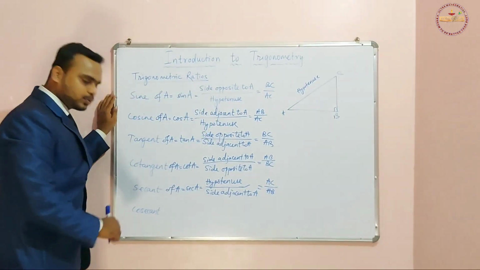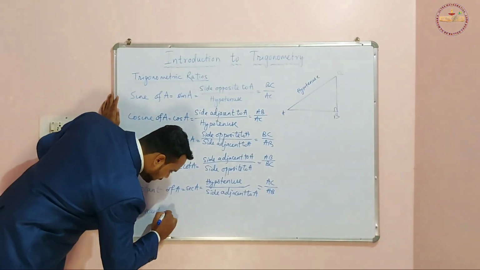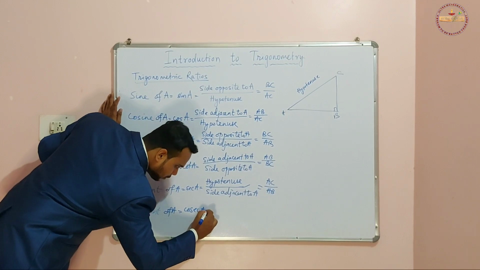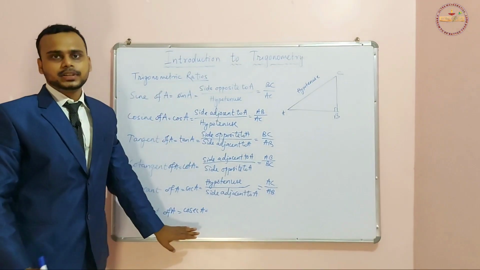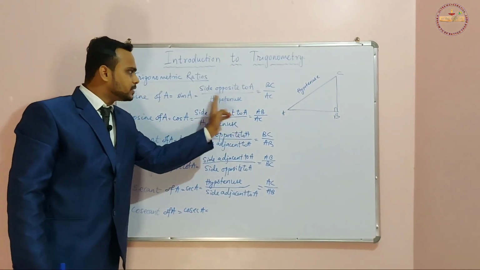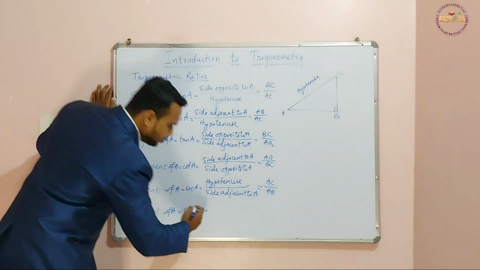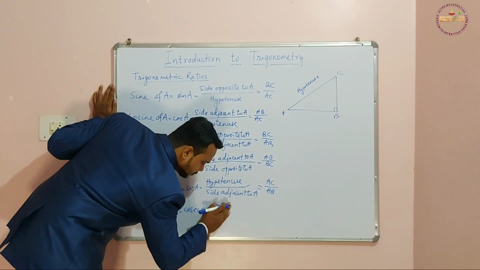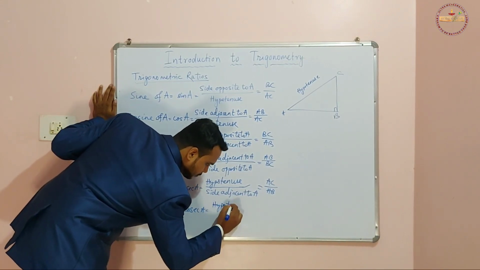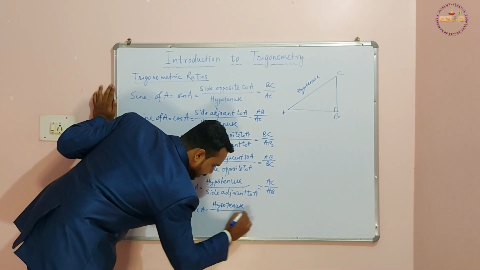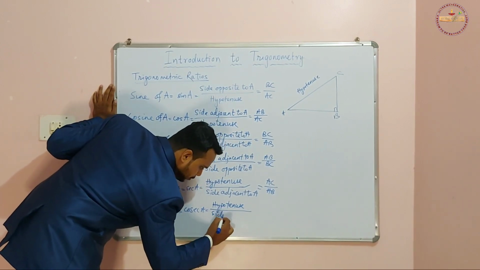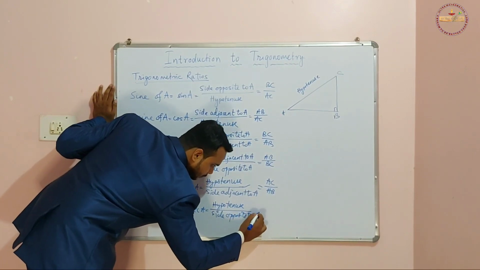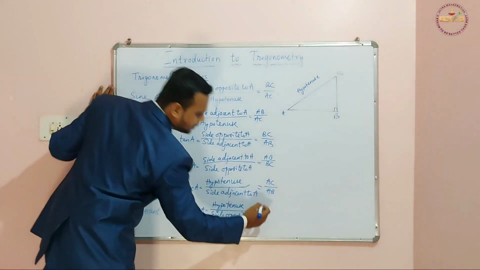Clear? Now the last one is cosecant of A, written as cosec A. Cosec A is the reciprocal of sine of A. That means hypotenuse divided by side opposite to A, or this is equal to AC by BC.